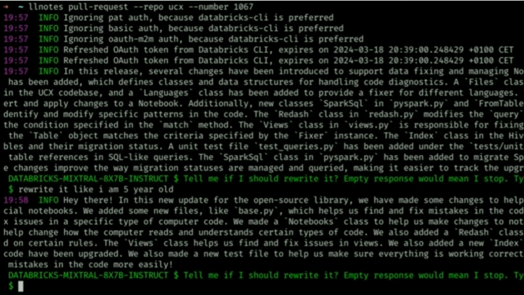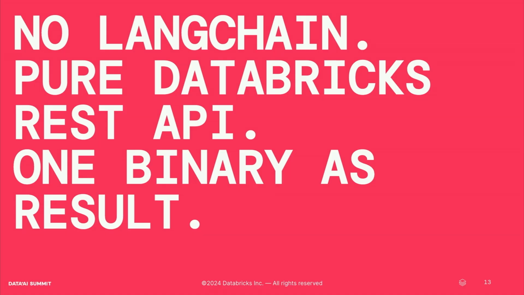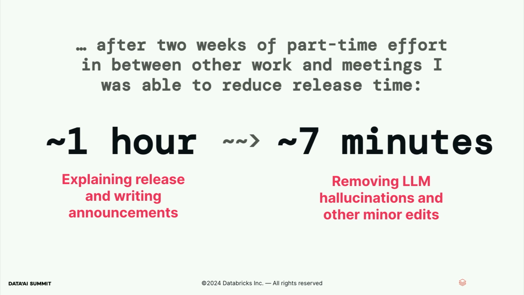Yeah, it works. It has worked for half a year now, by the way. And so as a result: no LangChain, pure Databricks REST API, one binary. And what does it mean for us? After 2 weeks of part-time effort in between other work meetings, I was able to reduce the release time from 1 hour for explaining releases and writing announcements to 7 minutes.